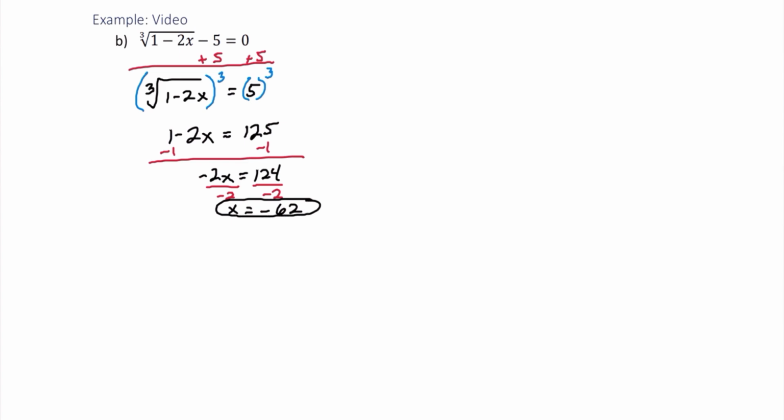This one we don't need to check because we cubed both sides. If you're using an odd power, it will not generate extraneous solutions. Extraneous solutions will only pop out potentially if you use an even power, like squaring both sides.